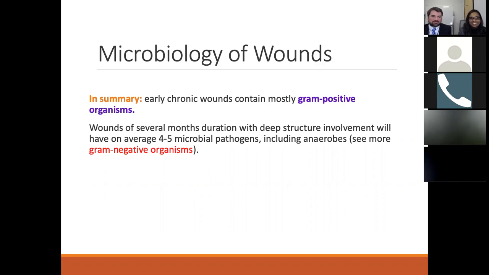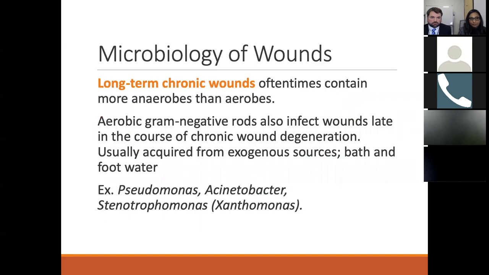And next is microbiology of our wounds. So in summary, chronic wounds have many gram-positive organisms. Wounds of several months' duration with deep structure involvement on average have 4 to 5 microbial pathogens, including gram-negatives. Long-term chronic wounds have more anaerobes than aerobes, so they'll have a lot of anaerobes there. And then aerobic gram-negative rods also infect wounds. So you'll have all sorts of things.